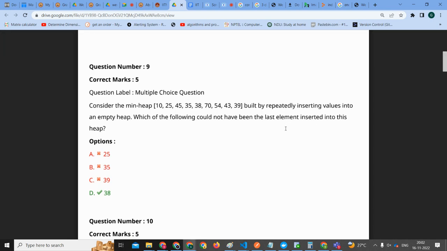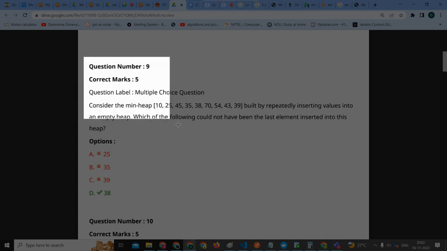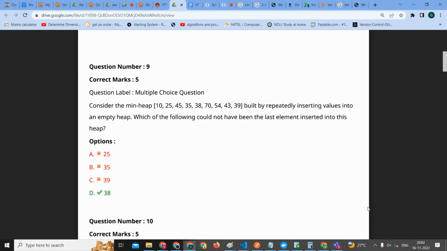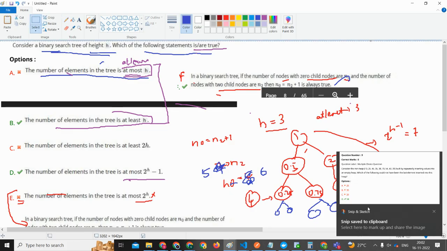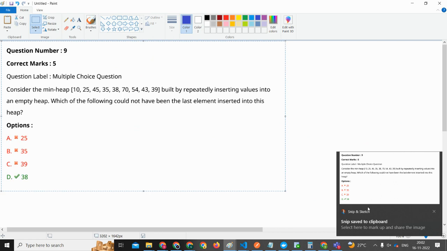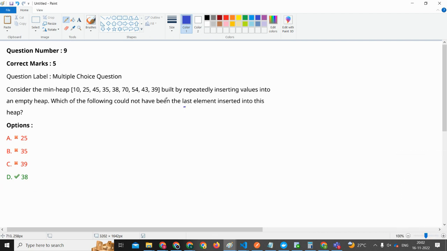Fine. So what is this about? Who wants to do this question? Uma, go ahead. Consider the min heap 10, 25, 45, 35, 38, 70, 54, 43, 39 built by repeatedly inserting values into an empty heap. Which of the following would not have been the last element inserted into this heap?